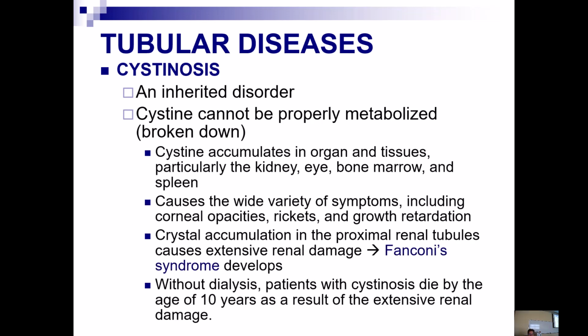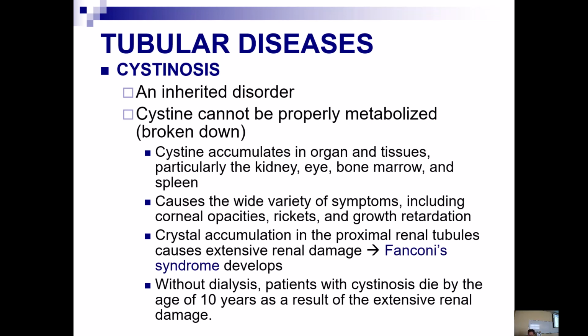Now, cystinosis versus cystinuria, it's also inherited, but in cystinosis, the cysteine cannot be properly metabolized. The body cannot break it down. And because of that, the cysteine is going to accumulate in organs and tissues, including the kidneys, the eyes, the bone marrow, and the spleen. It can cause a large variety of symptoms, including opacities in the cornea. It can cause rickets. It can cause growth retardation. And the crystal accumulation in the proximal renal tubules can cause extensive renal damage and lead to Fanconi's syndrome.